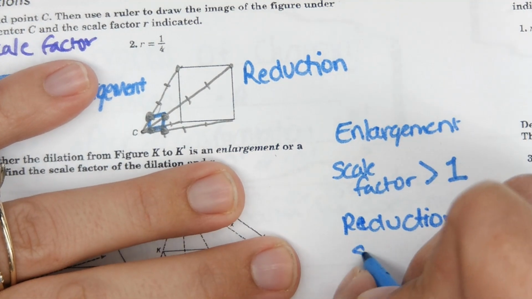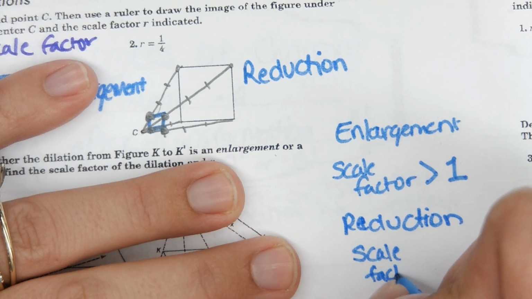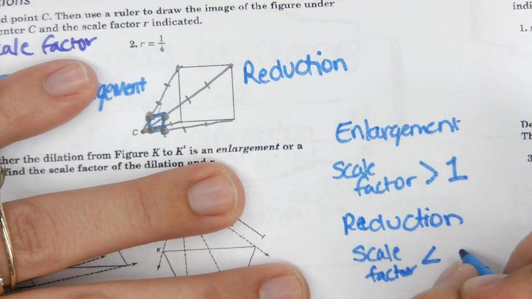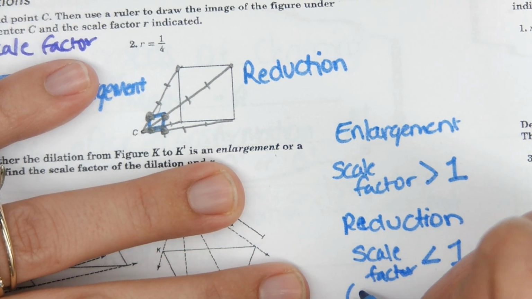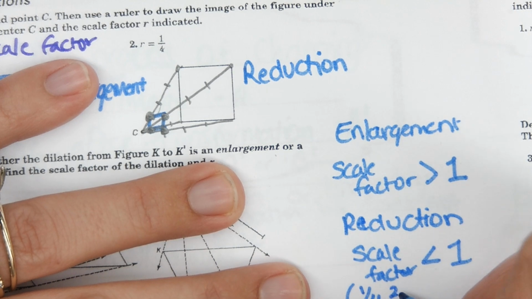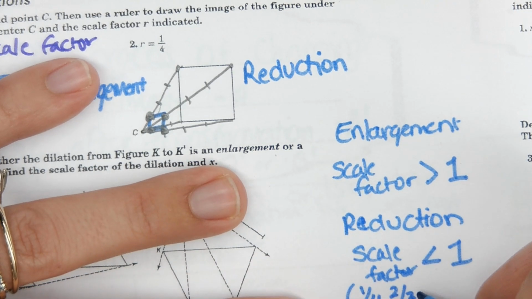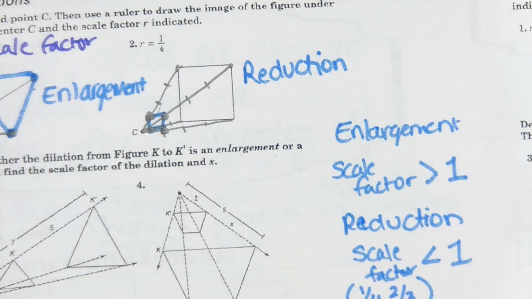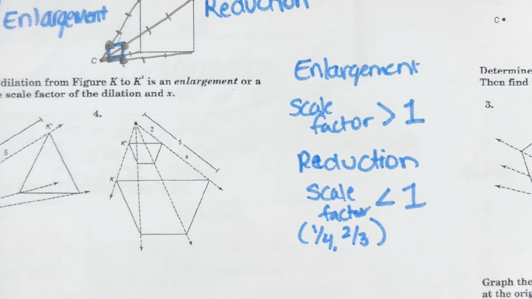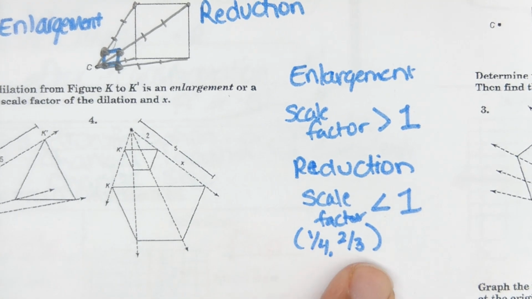So the scale factor is less than 1. So for example, like 1/4 or 2/3. It's a fractional amount or a decimal. It wouldn't be negative, that wouldn't really make sense, but a fraction that's less than 1 would make it smaller.